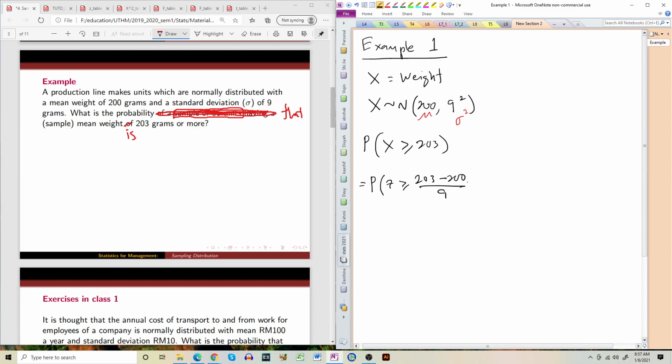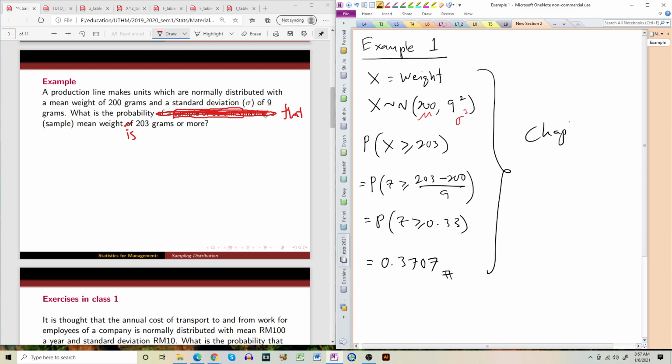This is what we did in chapter 3. Okay, x minus mean divided by standard deviation, you will get the z value, and of course you will draw the diagram, and your probability should be 0.37. This is what you did in chapter 3, normal distribution.